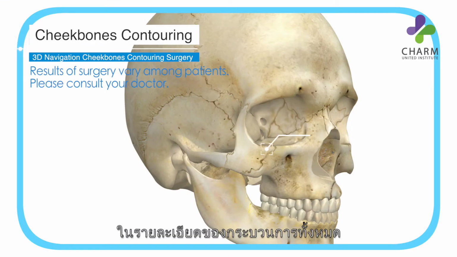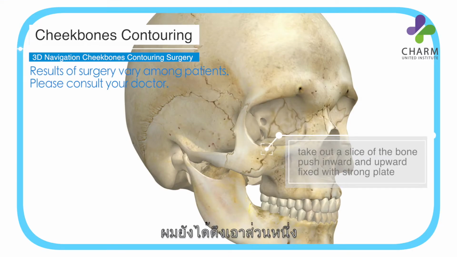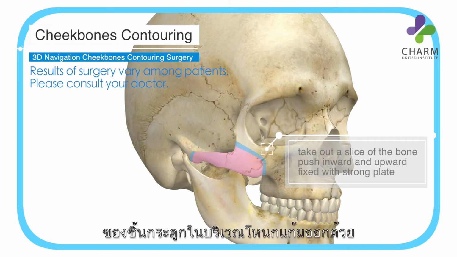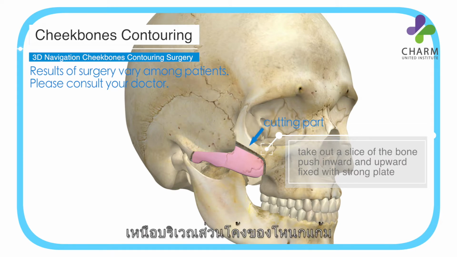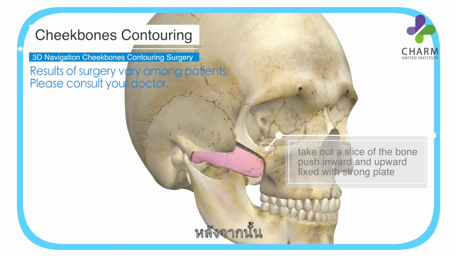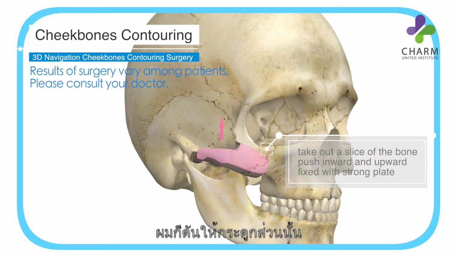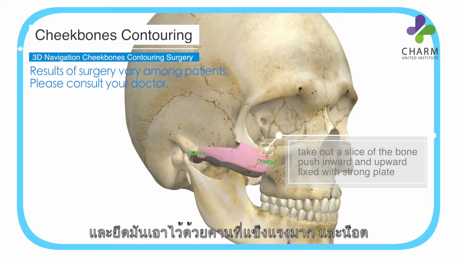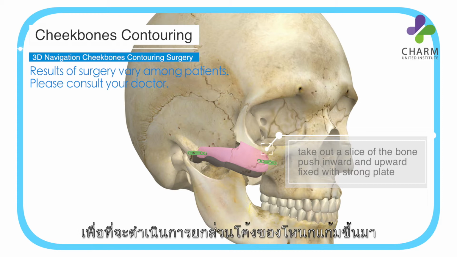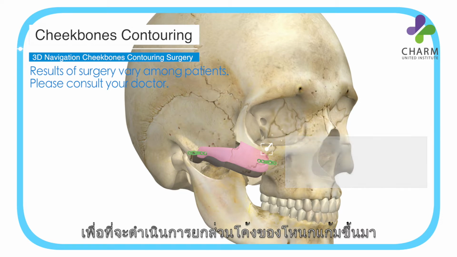The details of the procedure include that I take out a slice of the bone in the zygomatic body area, and then I make another bone cut over the zygomatic arch area. After doing so, I push inward and upward the bone segment and fixate it with a very strong plate and screws in order to do a zygomatic arch lifting procedure.